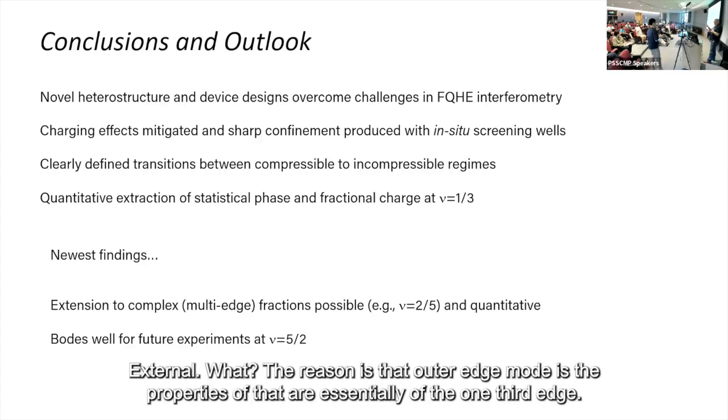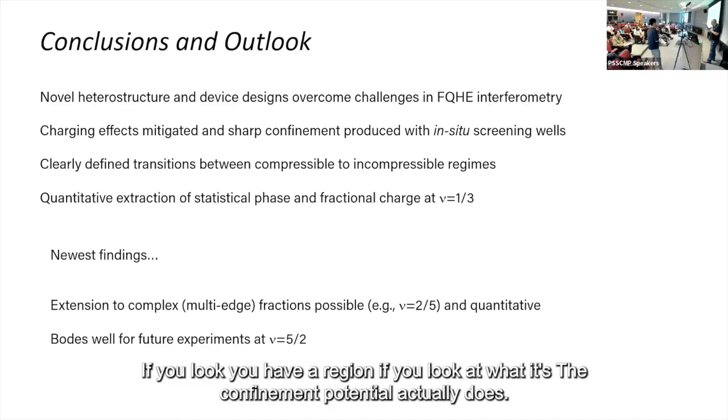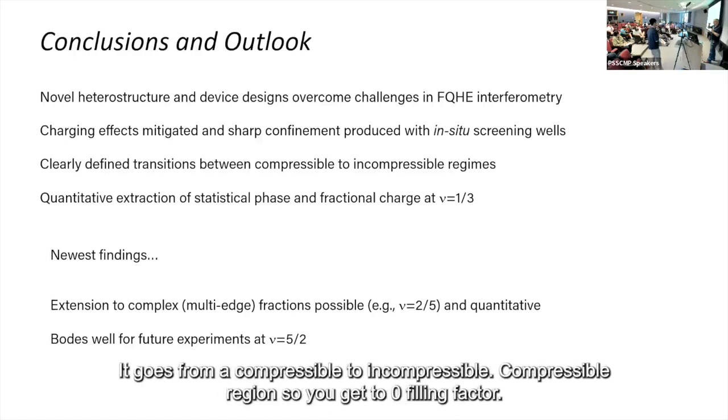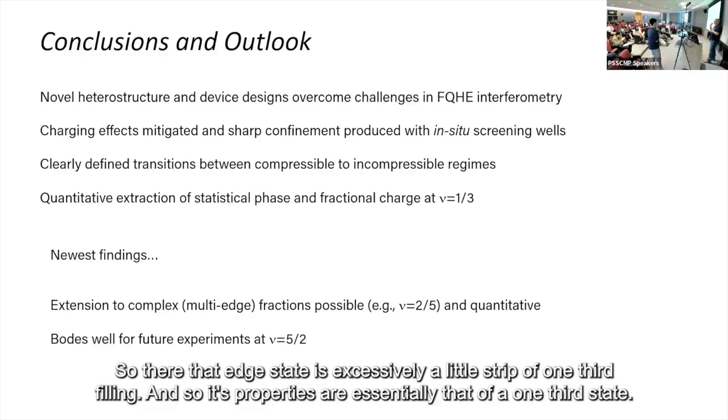So the reason is that the outer edge mode has properties essentially of the 1/3 edge. If you look at what the confinement potential actually does, it goes from a compressible to incompressible to compressible region until you get to zero filling factor. So that edge state is essentially a little strip of 1/3 filling, and its properties are essentially that of a 1/3 state.